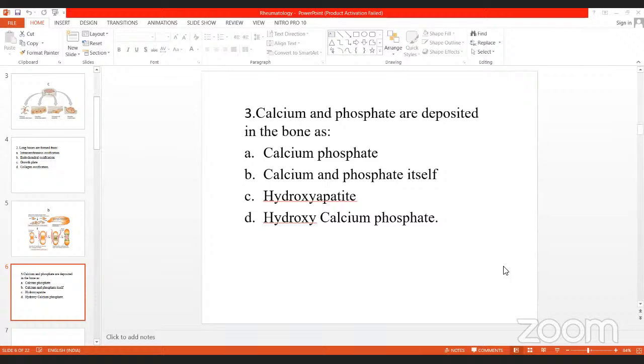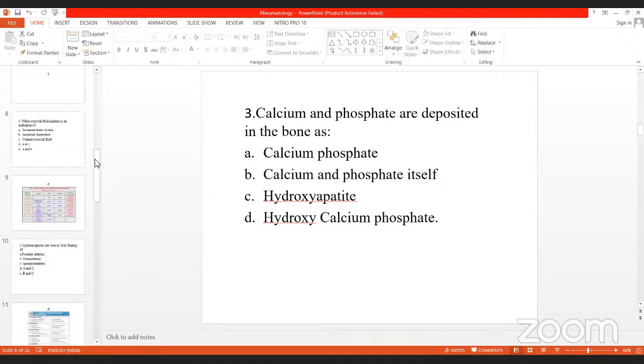Okay, thank you. So, calcium and phosphate are deposited in the bone as hydroxyapatite, and not as calcium phosphate. Please remember. Okay. So the next answer is C, hydroxyapatite.